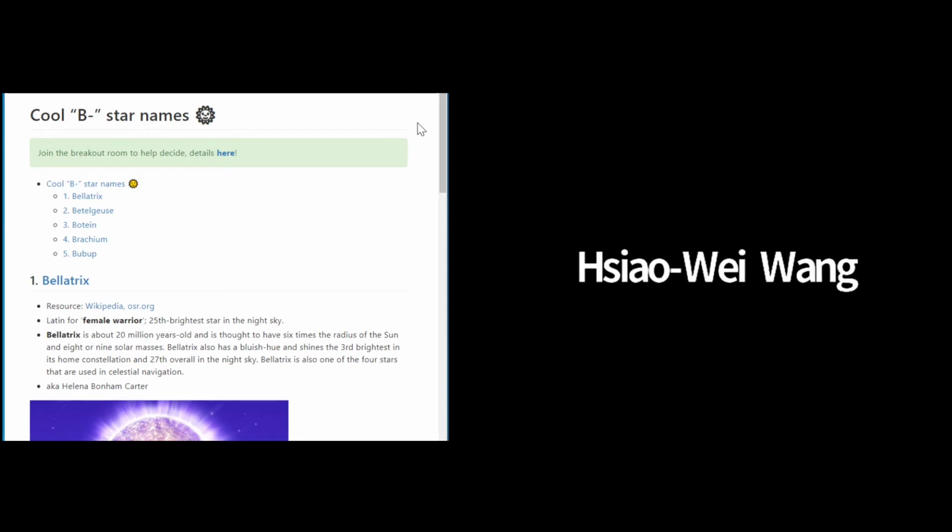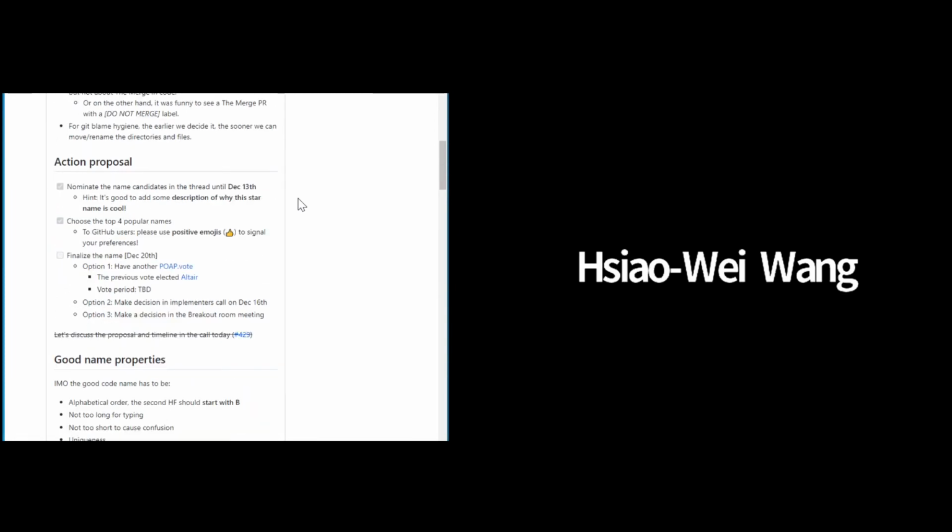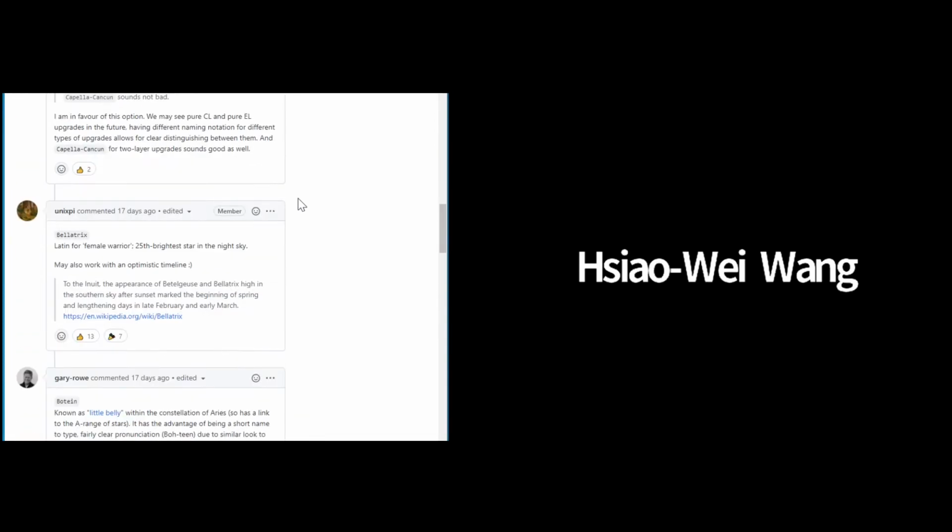I'm not familiar with the stars themselves, so I can just go through the names that we have today. The first one is Bellatrix. From the proposer, it was proposed by Sasha. She mentioned that in Latin it is the female warrior, and it is the 25th brightest star in the night sky.